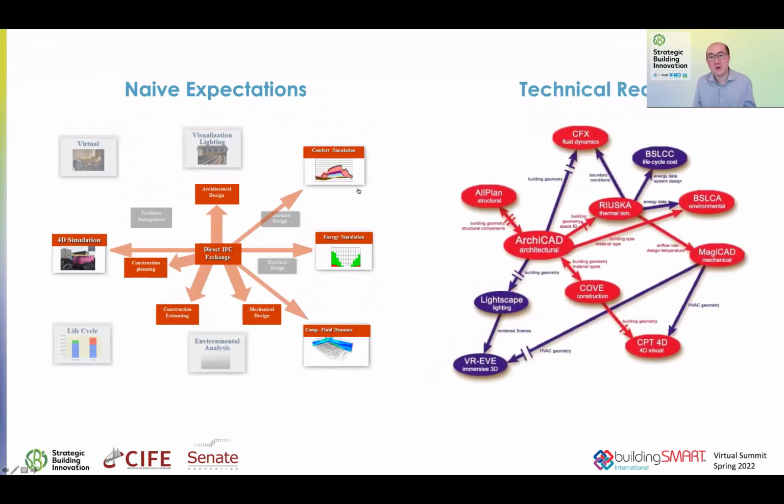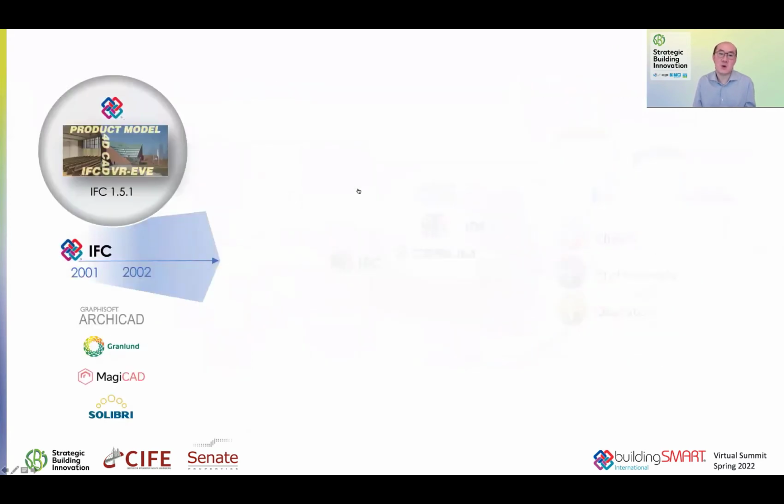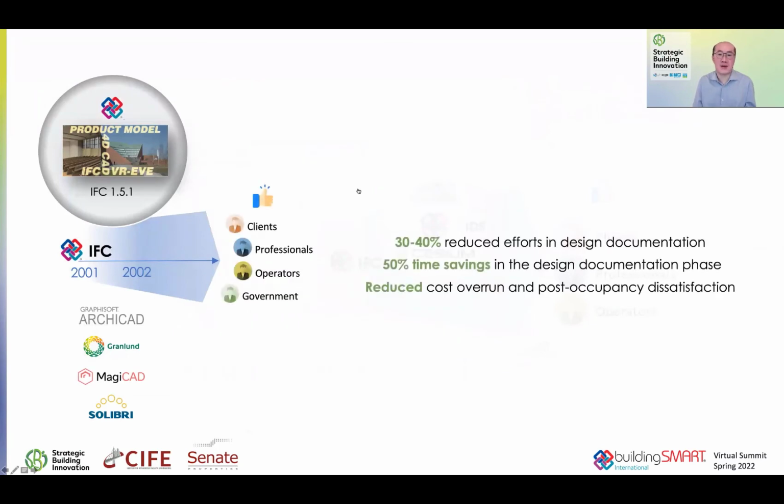And before long, we noticed that the technical reality would be different, that depending on the software implementation, some of the geometry, some of the information may not be dependable for a bidirectional and full fidelity exchange. Even though those were the challenges, it did not slow our team down from redeeming the promises of openBIM, such as 30 to 40% reduction of design documentation efforts, 50% time savings, and also much better life cycle value that we could present for the facility management phase.